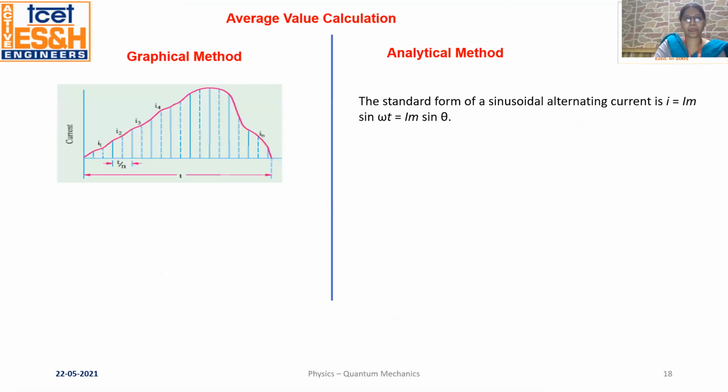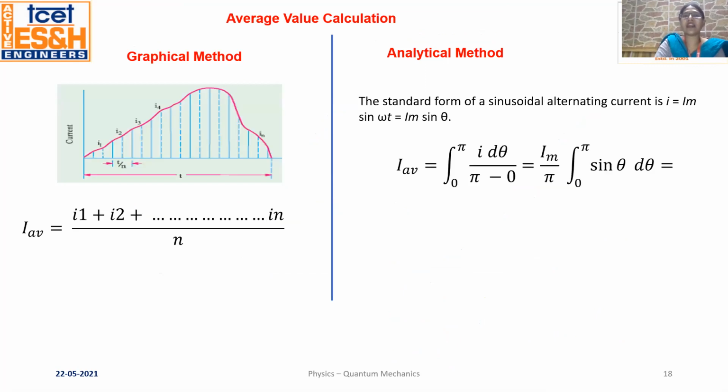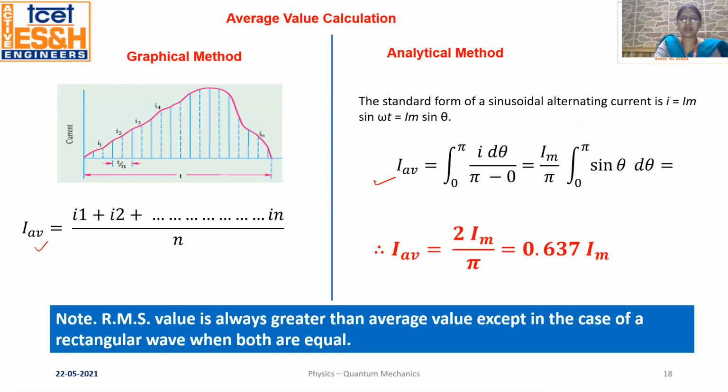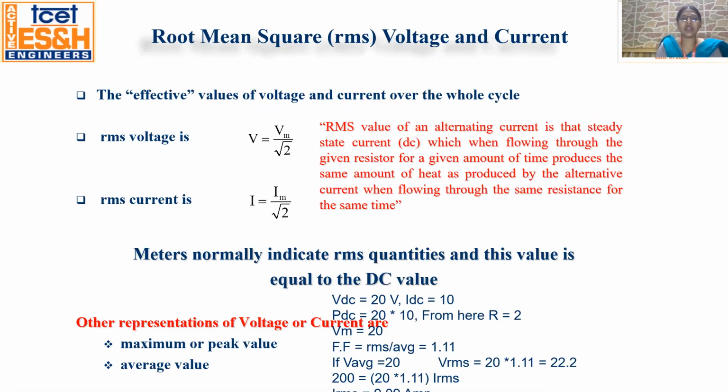This applies to both the graphical and analytical methods, and to current also. In a similar fashion, you can find the average value of voltage as well as current. Now come to the point, root mean square value. The root mean square value is sometimes also known as the effective value.